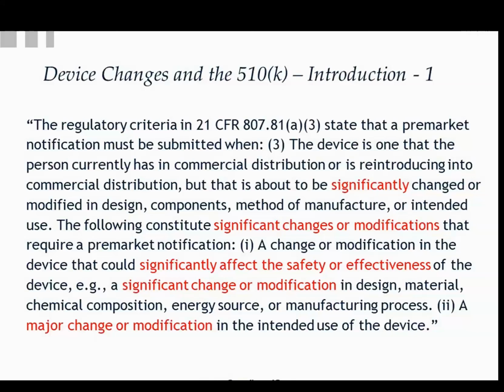We want to look at ways in which we can apply that as we go through this presentation. Now, you notice significant changes, significant modifications. The word significant is repeated over and over again, and significantly affects safety and effectiveness. Now, this means you have to do an analysis of the risk of your product against patient use and clinical use.